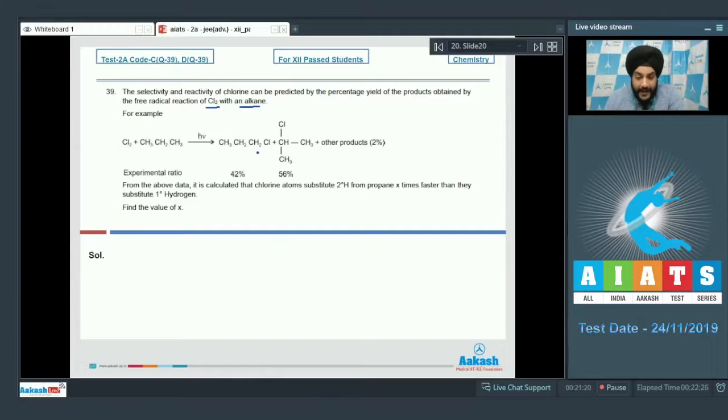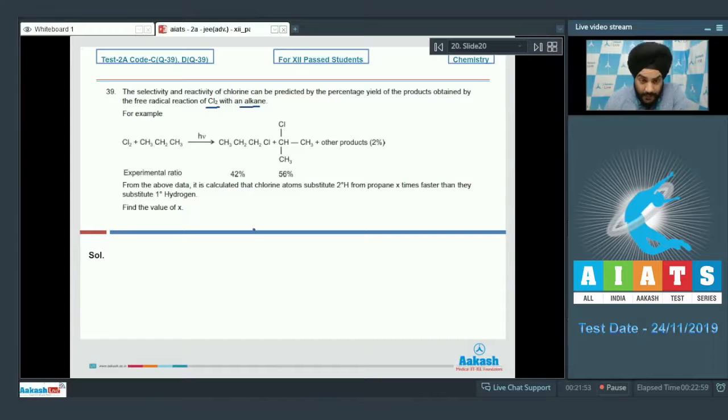So in the first product, the primary hydrogen has been replaced, so the amount formed is 42%. In the second product, the secondary hydrogen has been replaced and the product formed is 56%. Plus there is formation of some other products due to the free radical chain reaction happening, students. From the above data, it is calculated that chlorine atoms substitute 2 degree H from propane X times faster than they substitute the 1 degree hydrogen. We have to find the value of X.